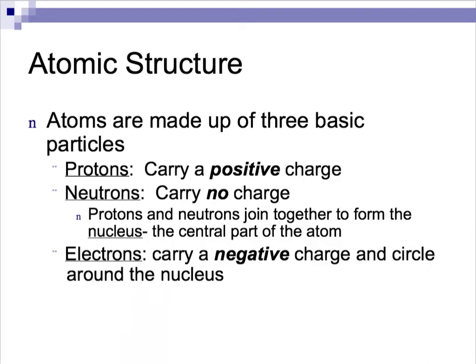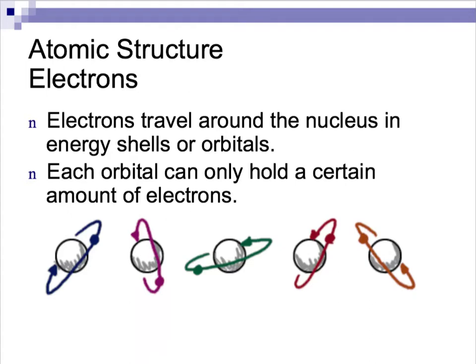Finally, you have electrons, and they carry a negative charge, and they circle around the nucleus, kind of like rings around the outer planets. So the way they travel around the nucleus is in energy shells or orbitals. These are what the names are for the track that the electron might take.